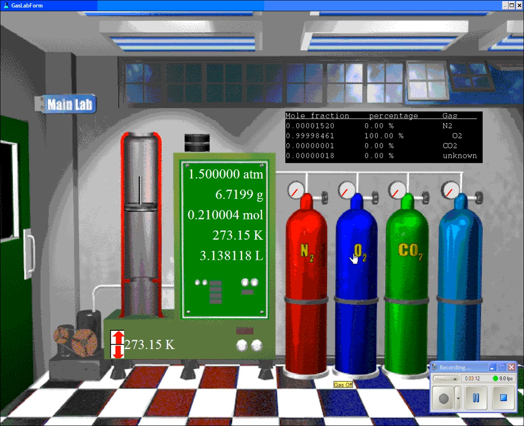Beside scenario 1 in your table, you can record your pressure as 1.50 and the volume as 3.14. Now if we change the pressure by dropping a weight onto the piston of the cylinder, we're going to get a new pressure and a new volume reading.